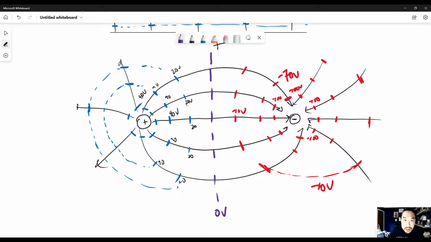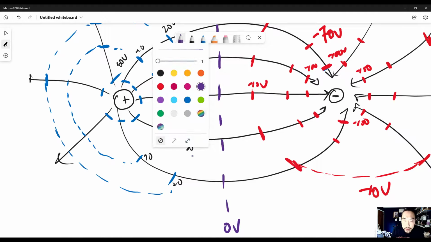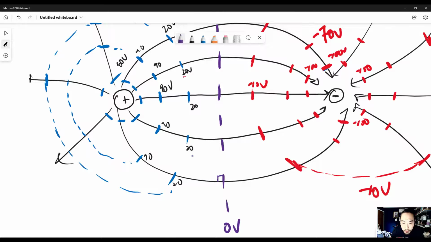The cool thing here is, remember, one of the rules for drawing the equipotential lines is that they have to be perpendicular. And lo and behold, perpendicular, perpendicular, perpendicular, perpendicular.